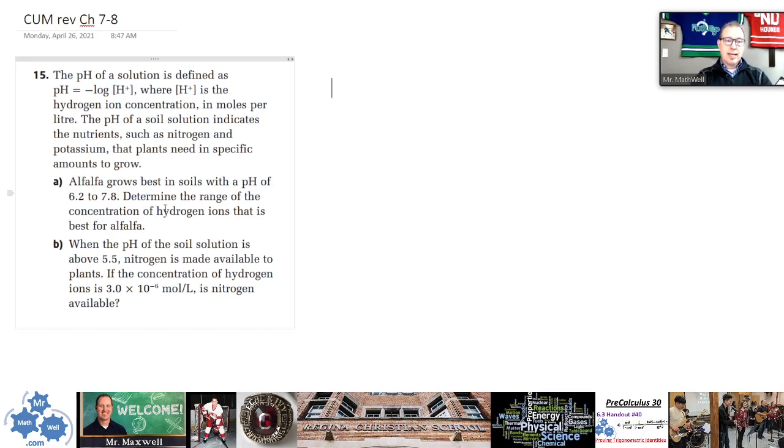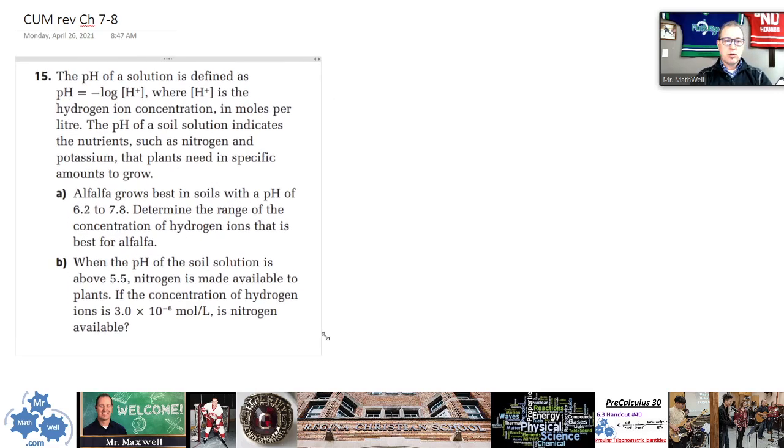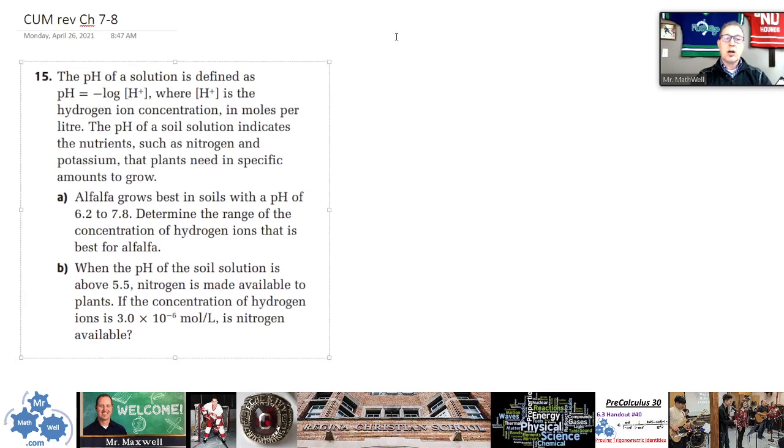Again, that's a chemistry thing which you will learn, but those square brackets here mean concentration of hydrogen ions, and the units are moles per liter. So the pH of a soil solution indicates the nutrients such as nitrogen and potassium that plants need in specific amounts in order to grow. So alfalfa grows best in soils with a pH of 6.2 to 7.8. Determine the range of the concentration of hydrogen ions that's best for alfalfa.